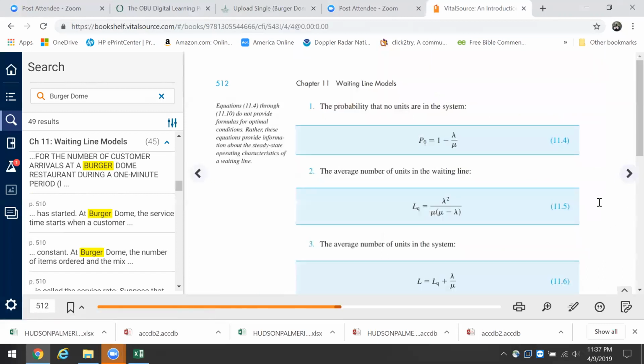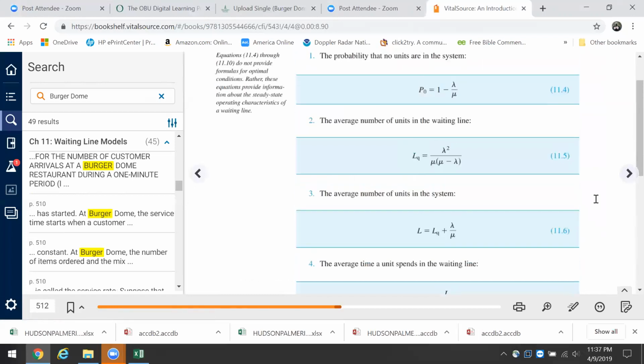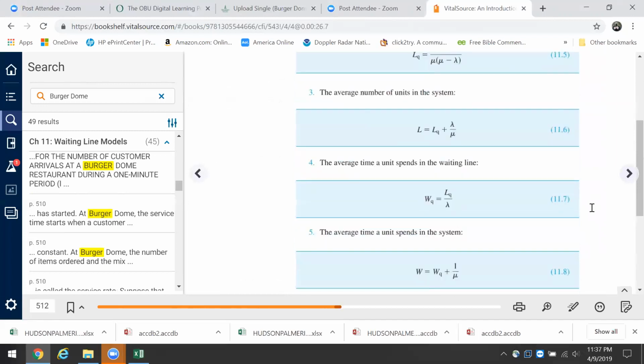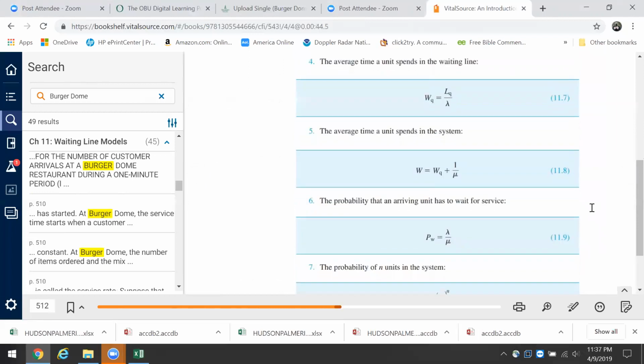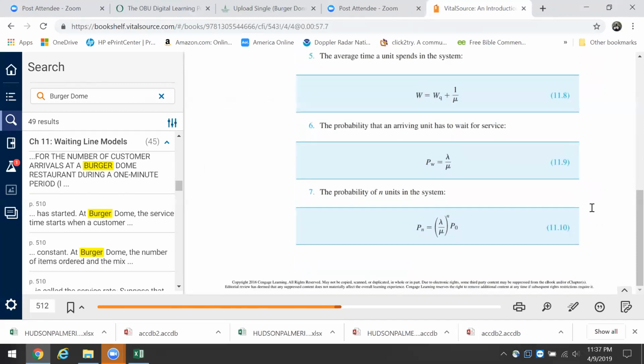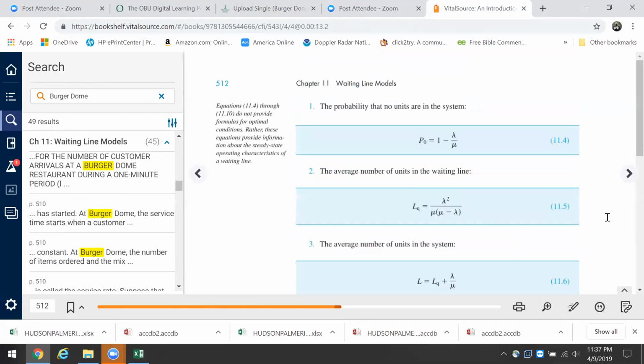And here are the probabilities. The probability that we have no units. And here's the average number of units in the waiting line, the average number of units in the system, the average time a unit spends in the waiting line, the average time a unit spends in the system, the probability that somebody has to wait for service, and the probability of a certain number of units in the system at any given time. They give us the formulas for that. And they note something up here at the top. These don't provide formulas for optimal conditions. These talk about the steady state operating characteristics of a waiting line.